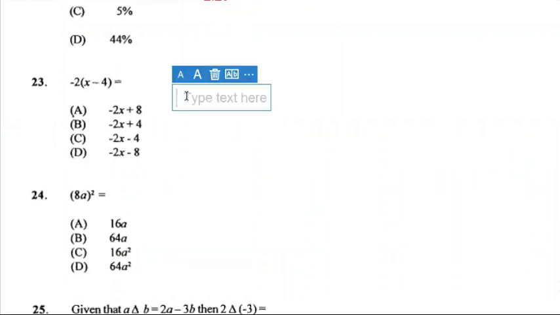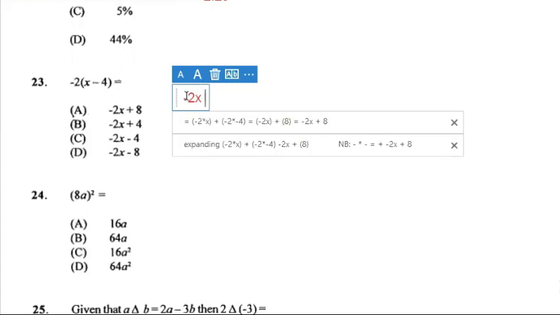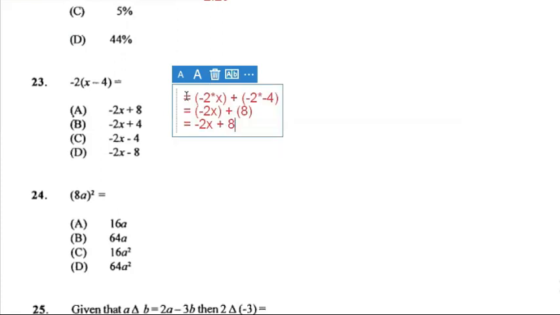23, negative 2 multiplied by this bracket of x minus 4. So remember, negative times negative will always result in a positive number. So negative 2 times x will give us minus 2x, and the negative times negative 4 will give us a positive 8. So our answer for 23 is A.